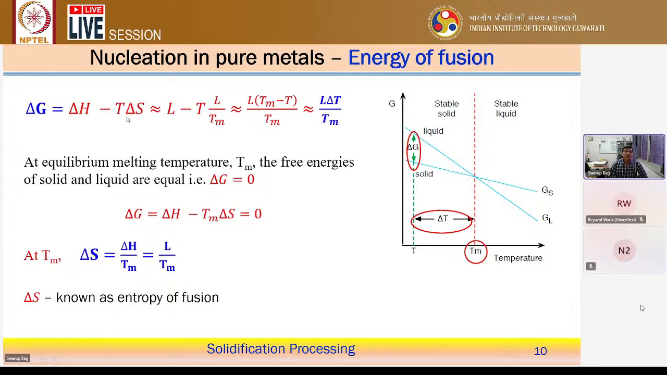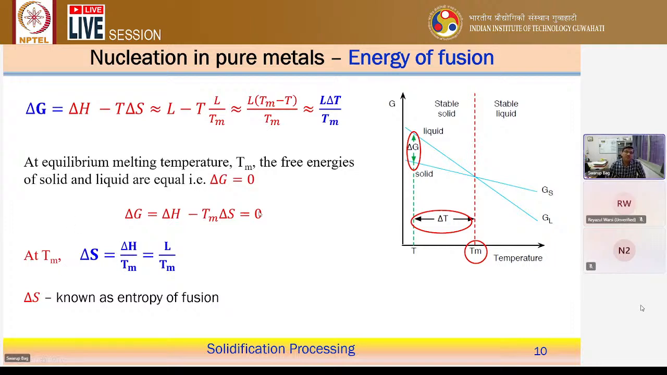So this is the expression for the free energy change in this case. Now at equilibrium melting temperature Tm, the free energies of the solid and liquid phase are equal. So at melting point temperature, as we have already explained, the free energy for both the solid and liquid phase should be the same. So it means that delta G equals 0. So delta G equals 0 means here we can put the expression delta G equal to delta H minus Tm into delta S, with delta G equal to 0 at temperature T equal to Tm, the melting point temperature.